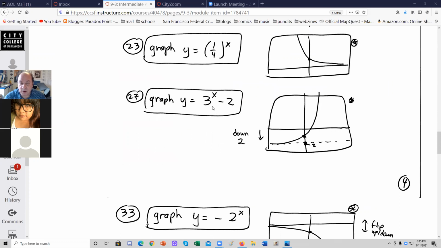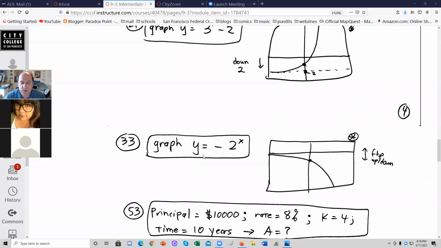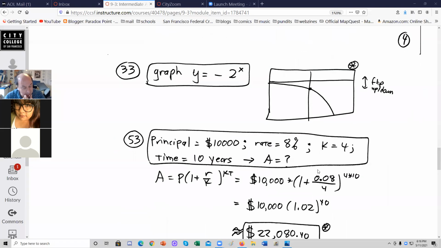3 to the x minus 2. Well, 3 to the x is an exponential explosion like that, but this minus 2 shifts it down 2. These are all asymptotic to y equals 0. Subtract 2, it's asymptotic to y equals negative 2. 3 to the x goes through 0, 1, but we subtract 2, it goes through 0, negative 1. So it goes like this, asymptotic to negative 2, then it starts going very quickly away. y equals negative of 2 to the x. Well, 2 to the x goes like that, and the minus flips it up or down.